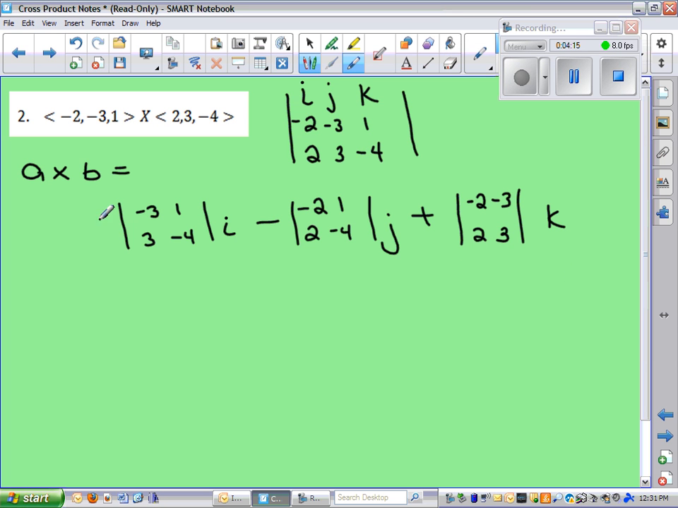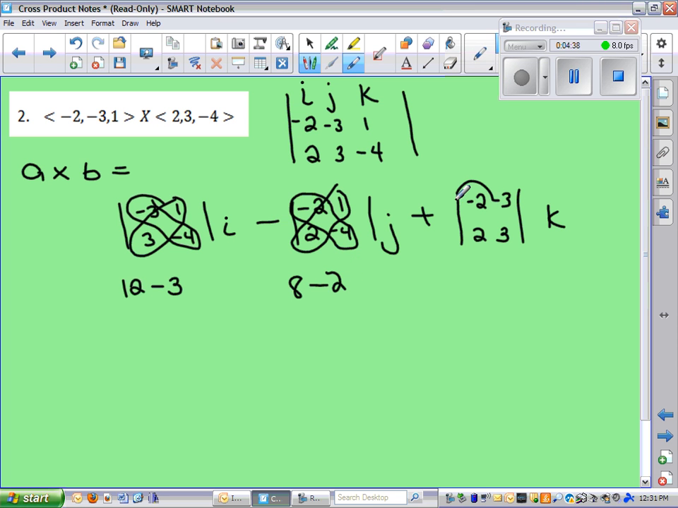Then we need to find the determinants for each of the little matrices, so cross multiply. -3 times -4 is 12, minus 3 times 1 is 3. Then the next one, -2 times -4 is 8, minus 2 times 1 is 2. And then our last matrix, -2 times 3 is -6, minus 2 times -3 is -6. This becomes plus a positive.